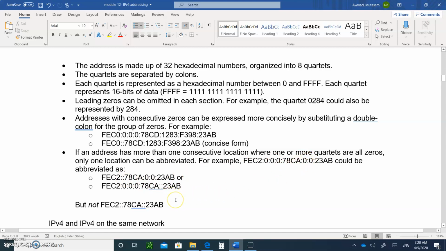I'm going to stop right here, and please write this down. When we come back in the next video, I'm going to go over this again, and give you examples and the rules on how to rewrite an IPv6 address in a concise form. So just write these down for now, up to here, and submit that as homework, and we'll continue in the next video.